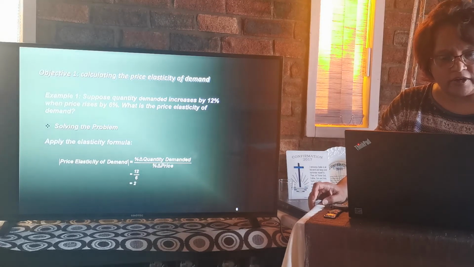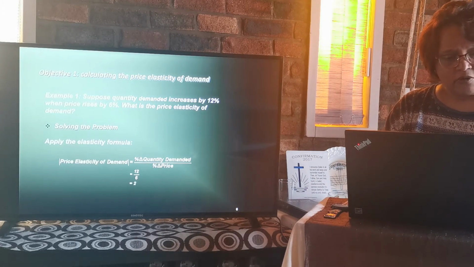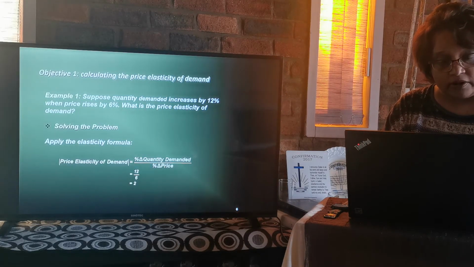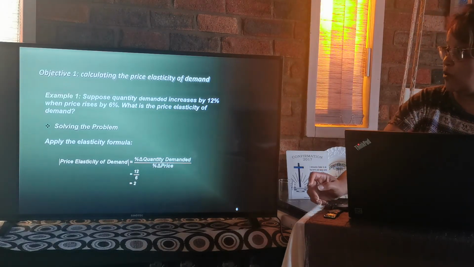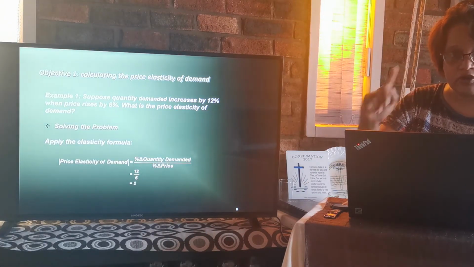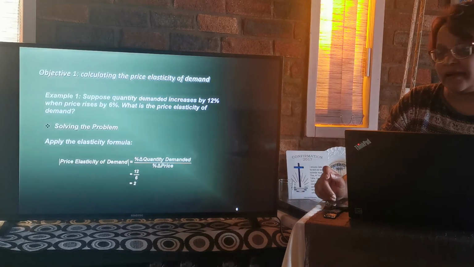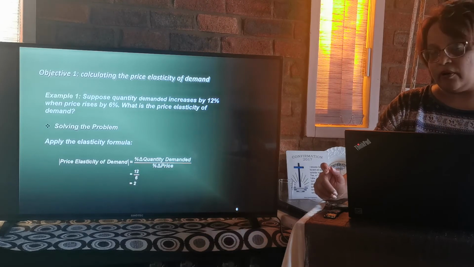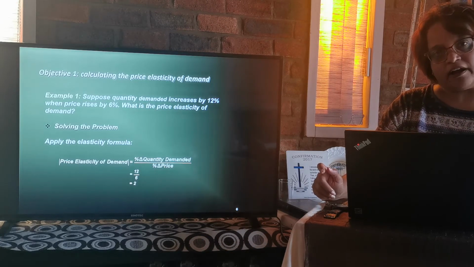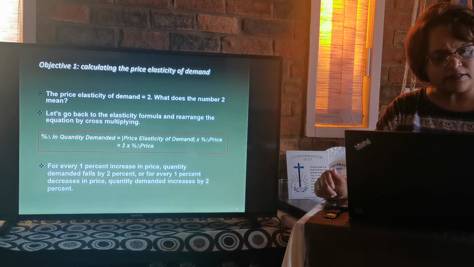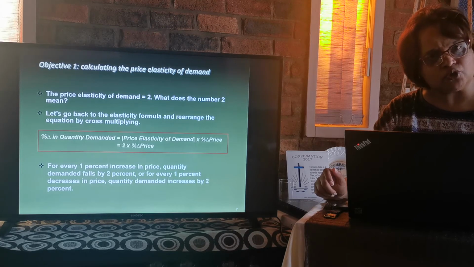So objective, how to calculate it: like I've said, price elasticity of demand is the percentage change in quantity demanded divided by the percentage change in price. For example, suppose quantity demanded increased by 12%. Immediately that's on top. When price rises by 6%, what is the price elasticity of demand? 12 divided by 6 equals 2. So now what does this formula mean? The price elasticity equals 2. What does the 2 mean?